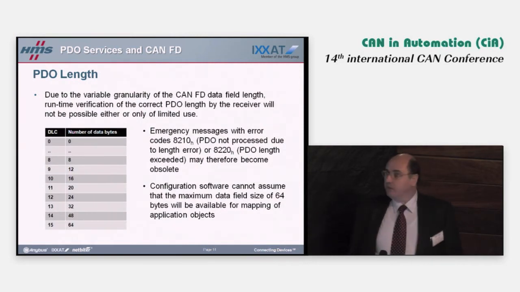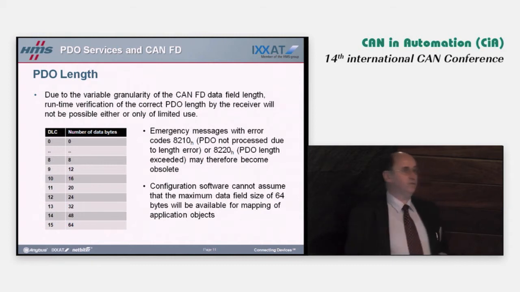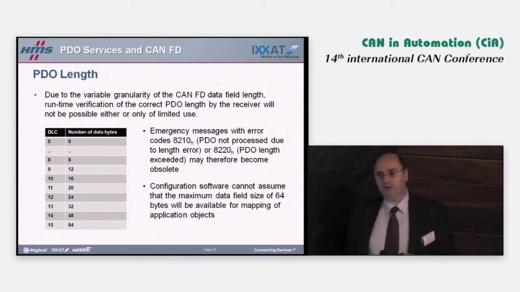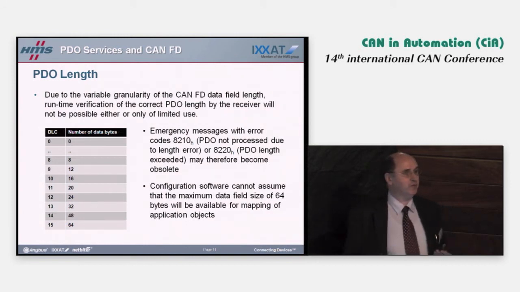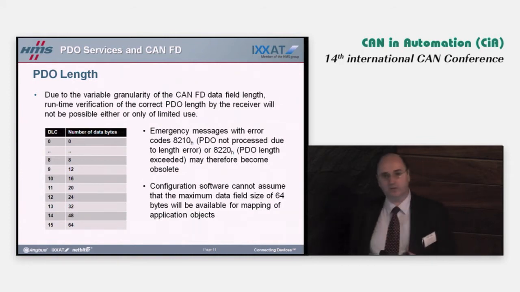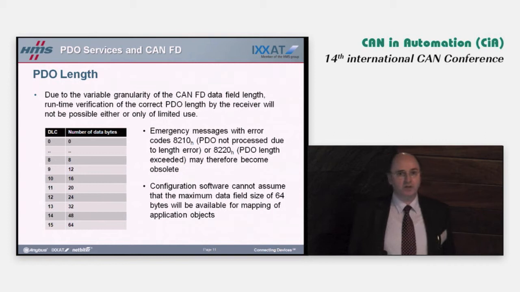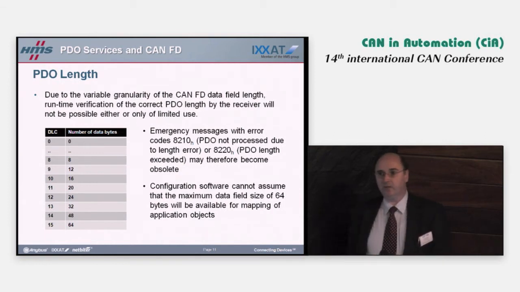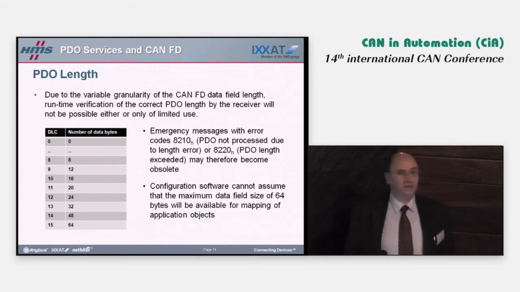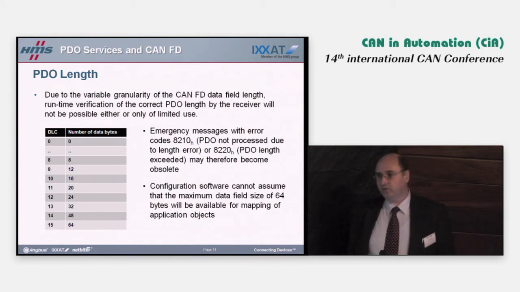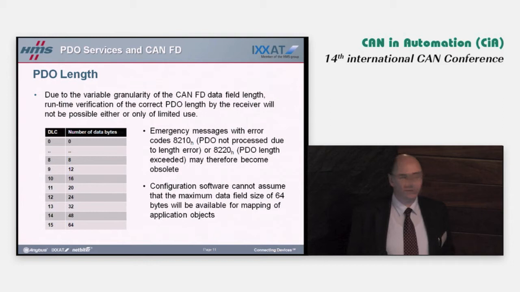A last thing that remains, and that actually was addressed by Heike in his presentation, is basically PDO length. Up to now we had the possibility to do a sort of runtime verification of whether, for example, the configuration that you downloaded into the network is actually correct. So when you expect a 5-byte PDO as a consumer and get only a 3-byte PDO from the producer, you will essentially transmit an emergency message.